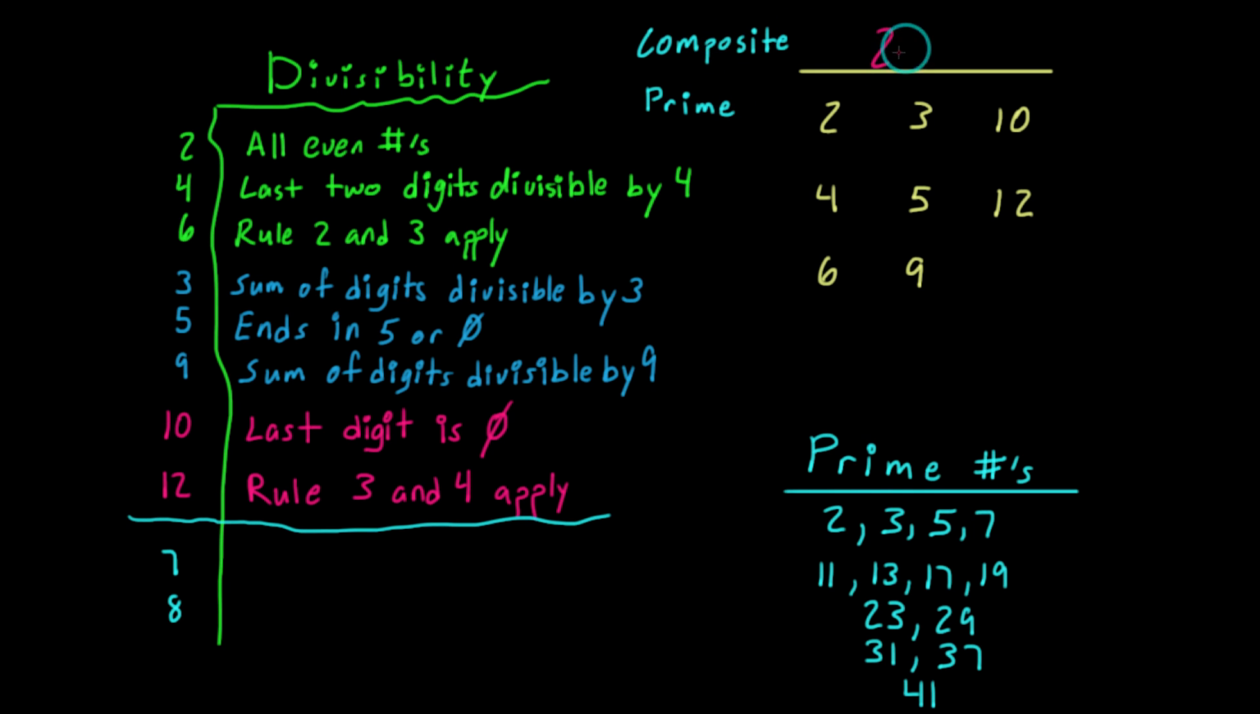So let's get started. I'm going to write the number 23 up on screen. And I want to know if this value is composite or prime. Well, I could find out if it's composite by running through the rules of divisibility.